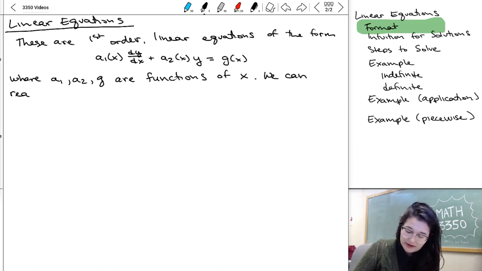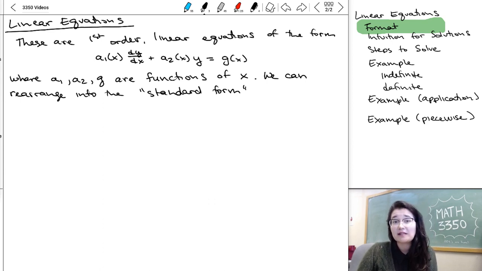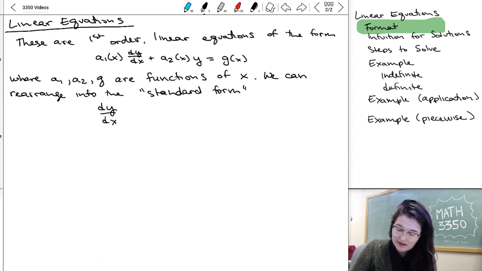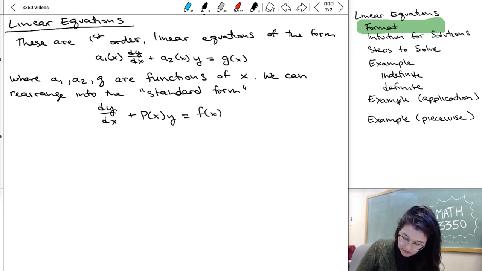We want to be able to rearrange these into the standard form. The reason for this is because this form is related to how the solution is formulated. And that's just going to be dividing by a1. So we're going to have dy dx, plus p of x y is equal to some f of x, where p is a2 over a1 and f is g over a1.